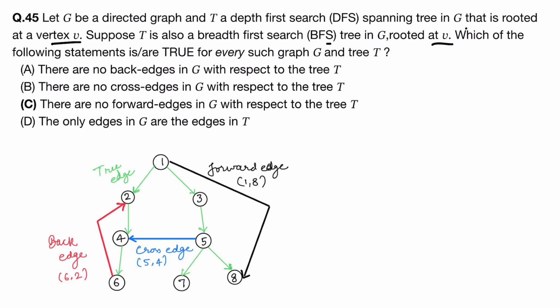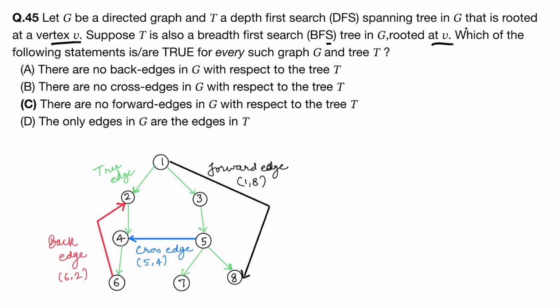So see, first the concept of back edge, cross edge, forward edge. I have taken this graph only for showing what are back edges, what are forward edges, and what are cross edges. In blue color, this is a simple graph: 1 to 2 to 4 to 6, 1 to 3 to 5 to 7 to 9. So all blue edges are tree edges. This back edge is from 6 to 2 and the cross edge is this 5 to 4.